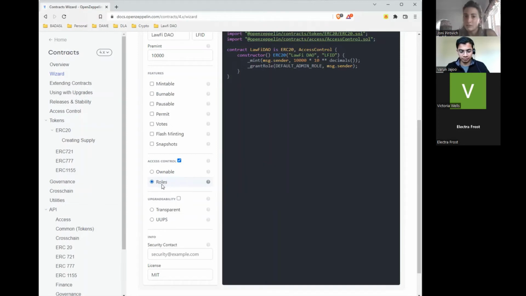These are just the high level things that I'm calling out for a very basic ERC 20 contract. I'll untick that for a moment.